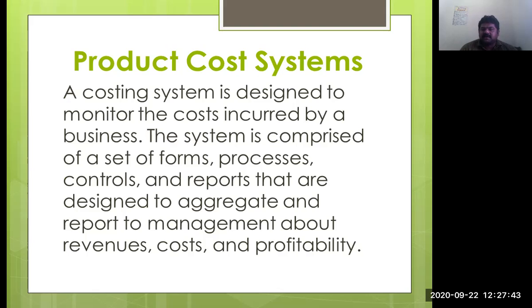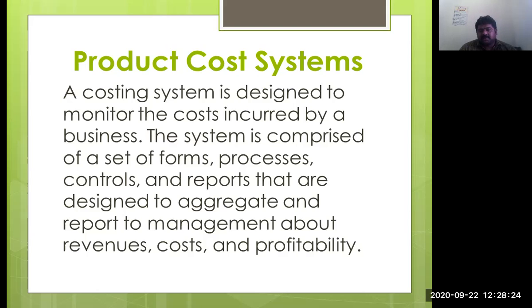Every organization has its own system of determining the cost of the product. Thus, the system can be understood as composed of forms and processes. The processes mean the manner in which we determine the cost, control, and report, that are designed to aggregate and report to management about revenues, cost, and profitability. Thus, in any organization, a cost system can be different from that of another organization.